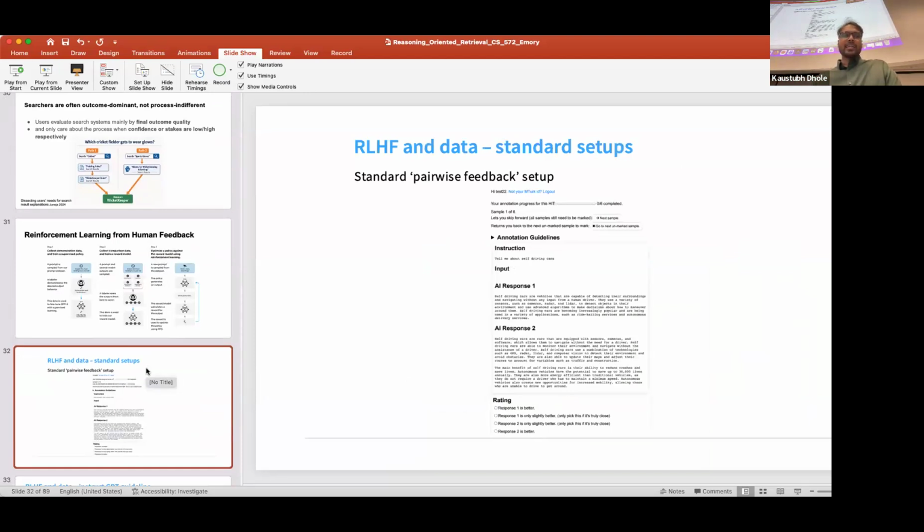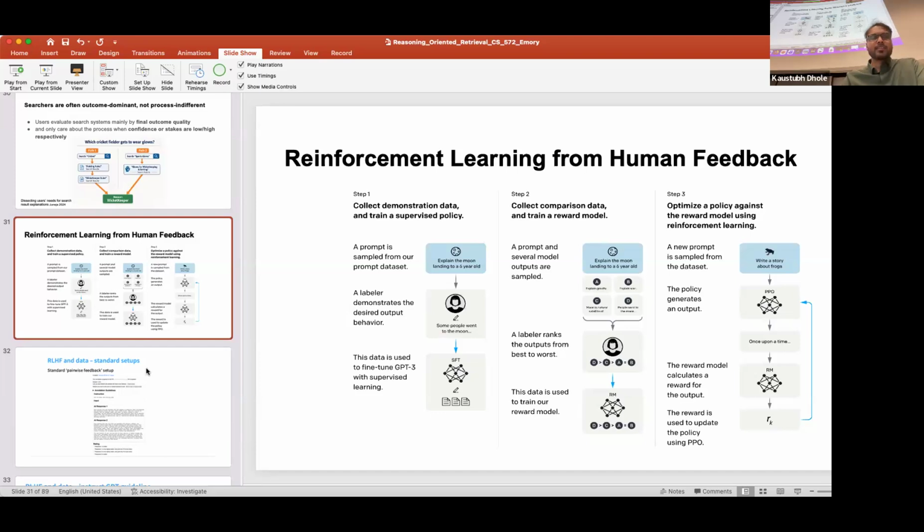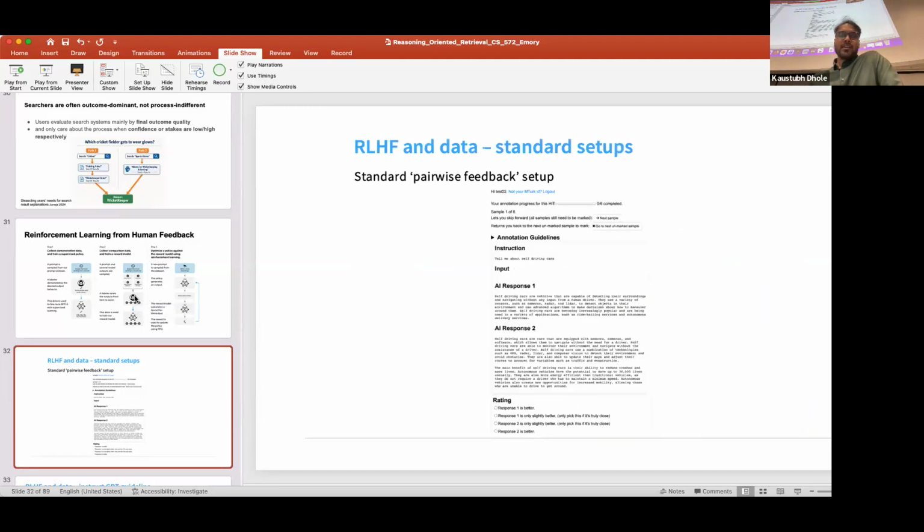So one is data collection. Now we'll essentially look at collecting data to train the reward model. We saw that handwritten examples are a bit messy. So in a standard RLHF setup, we essentially have a pairwise feedback setting, where a user is given a question and two AI responses, and the annotator has to select between rating response one is better, response two is better, or response one is slightly better, and so on.